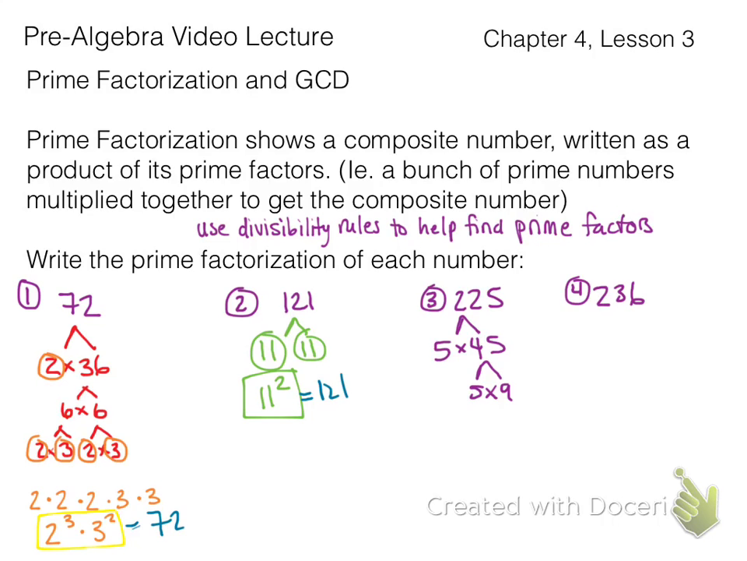That's 5 times 9. Well, 5 and 9 are both prime, so I'm ready to circle my prime numbers. Oh, wait, no, I'm sorry. 9 is not prime. You can break it down into 3 times 3. Now, 3 and 3 are prime. So now I can circle some prime numbers.